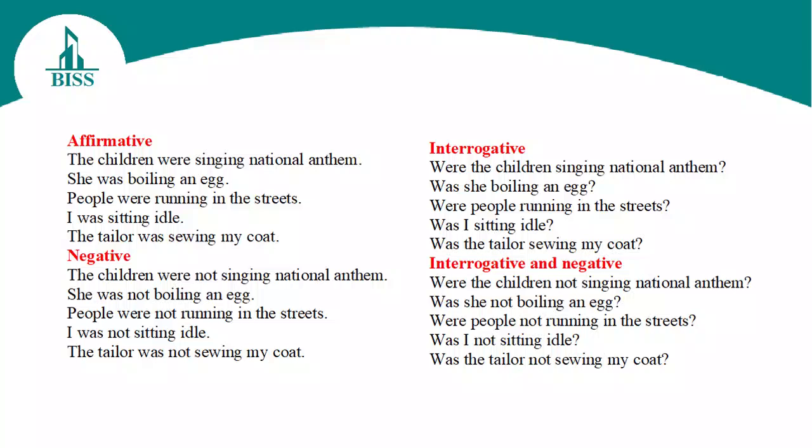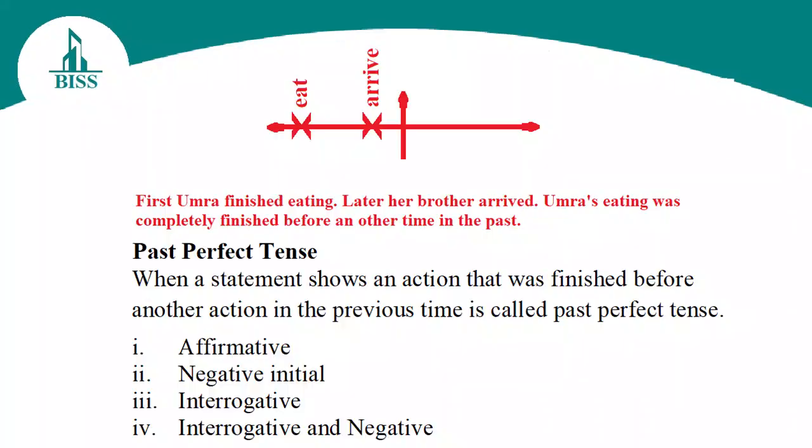Interrogative and negative. Were the children not singing national anthem? Was she not boiling an egg? Were people not running in the streets? Was I not sitting idle? Was the tailor not sewing my coat?